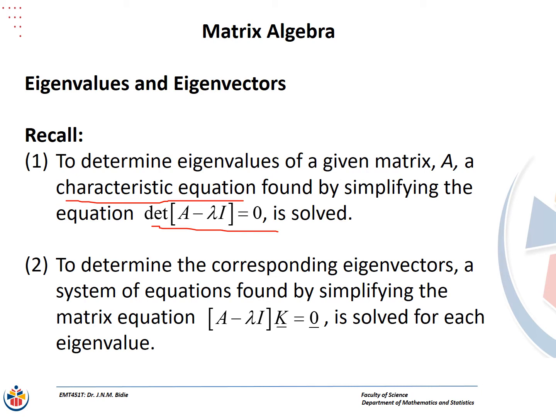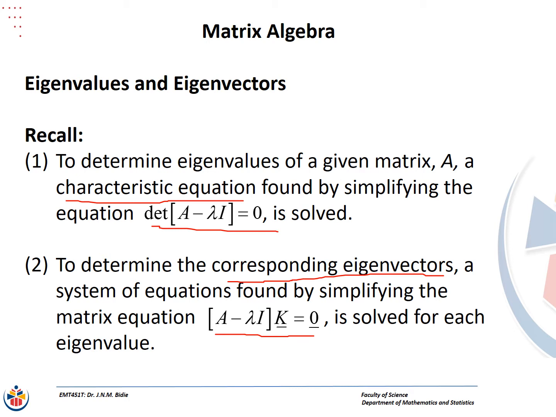Each one requires a different method to determine the corresponding eigenvectors. So in order for us to get the corresponding eigenvectors, note it's corresponding. That means each eigenvalue must correspond to a particular eigenvector. Then we need to simplify an equation given by the matrix: matrix A minus lambda I multiplied by vector K equal to vector 0. Please note that this is not the determinant, it's the full matrix A minus lambda I.